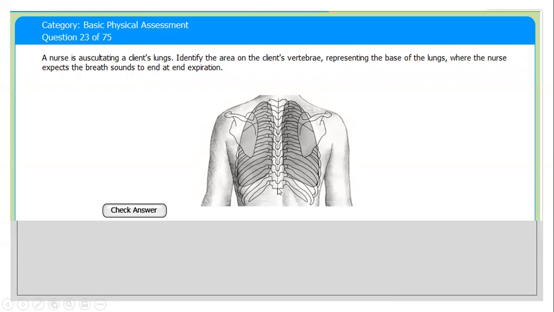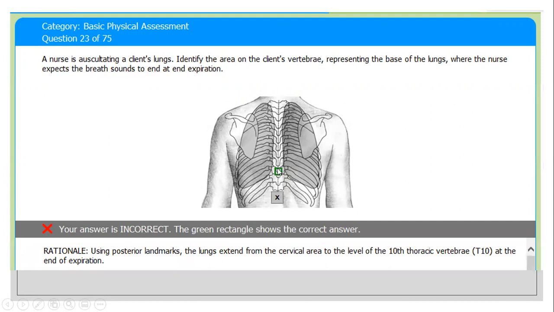Is it here? Is it here? Or is it here? So what is the last vertebra that touches the base of the lungs? The correct answer is this level, right? Thoracic 10.